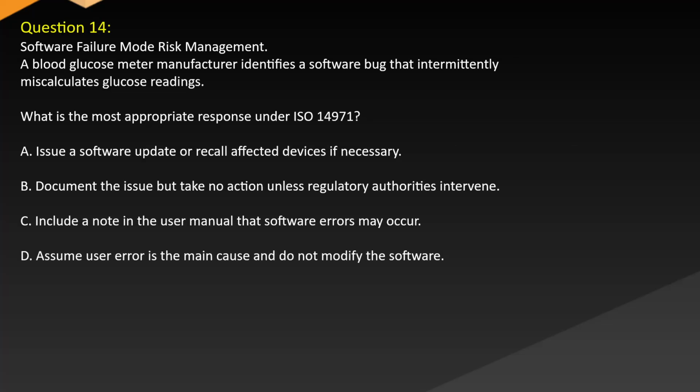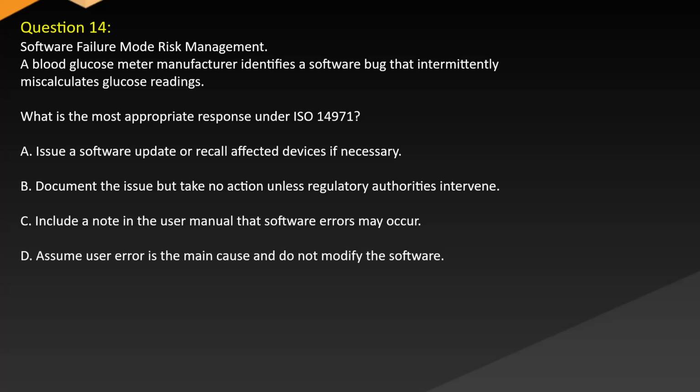Question 14. Software failure mode risk management. A blood glucose meter manufacturer identifies a software bug that intermittently miscalculates glucose readings. What is the most appropriate response under ISO 14971? A. Issue a software update or recall affected devices if necessary.